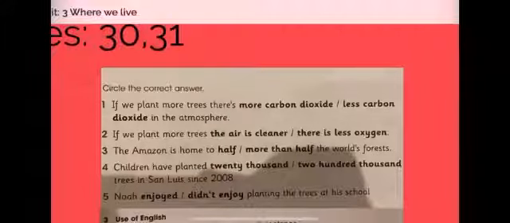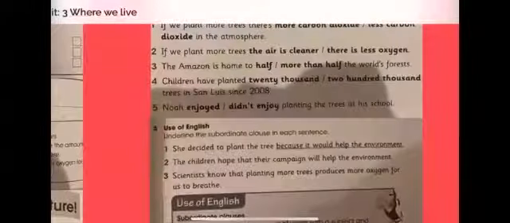The Amazon is home to half or more than half of the world's forest. Children have planted 20,000 or 200,000 trees in San Luis since 2008. Enjoyed or didn't enjoy planting the trees at the school. So all these sentences are from this paragraph. So just find out the answers. Just scan this paragraph and find out the answers.